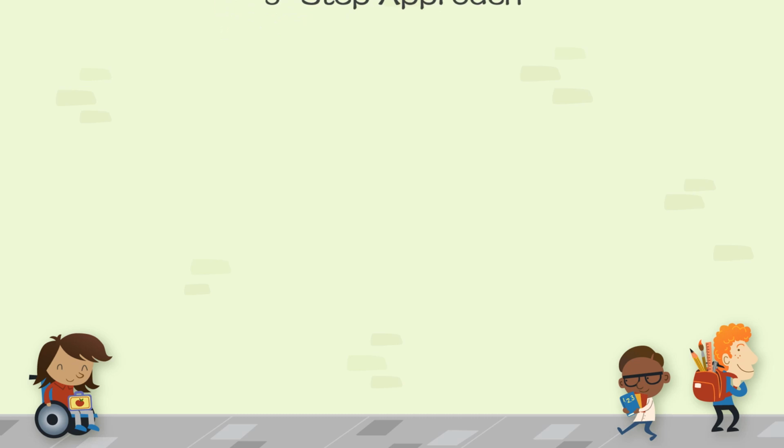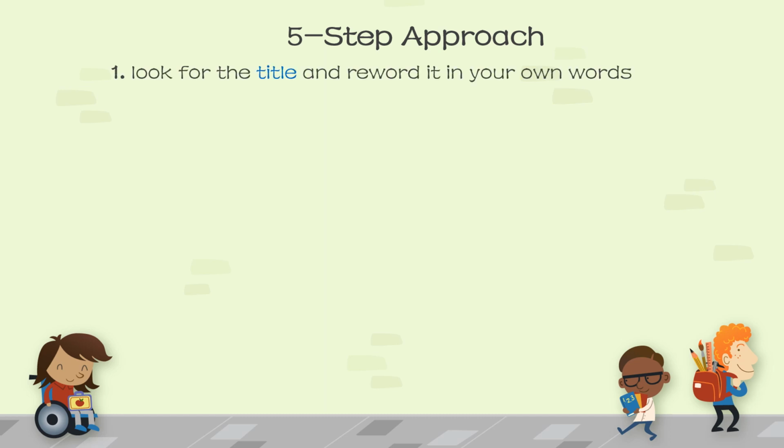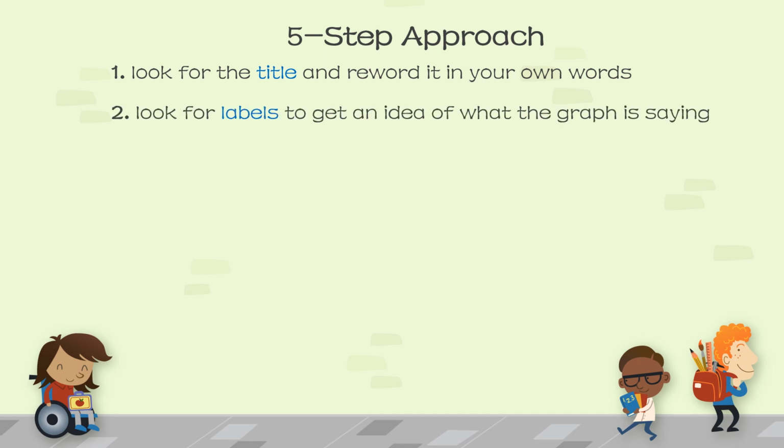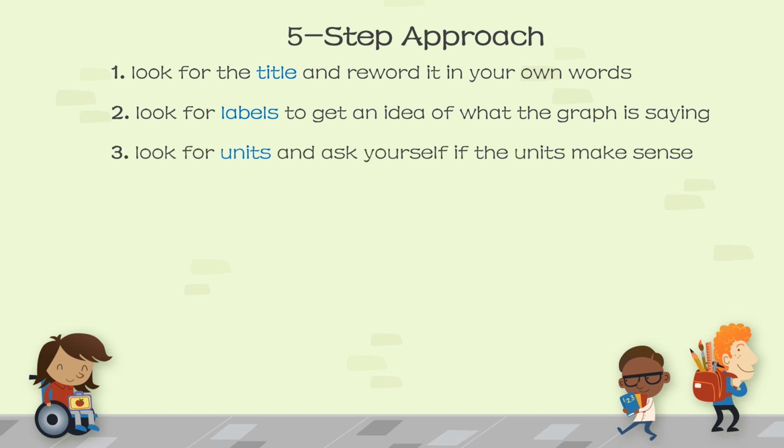So here is a 5-step approach that can help you understand more about charts and graphs. You need to ask yourself 5 questions. First, what is the topic? Then you look for the title and reword it in your own words. Second, what is being measured? Then you look for labels to get an idea of what the graph is saying. Number 3, how is it being measured? Then you look for units and ask yourself if the units make sense.